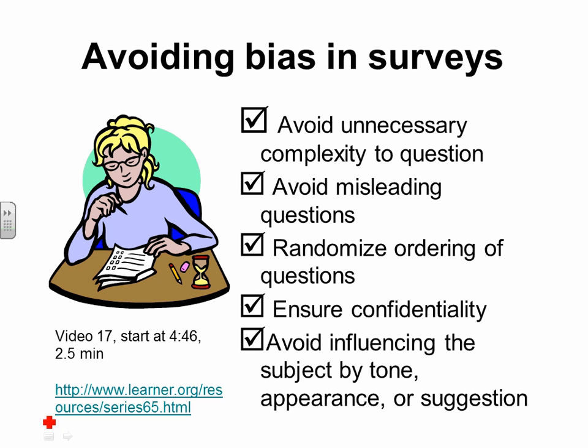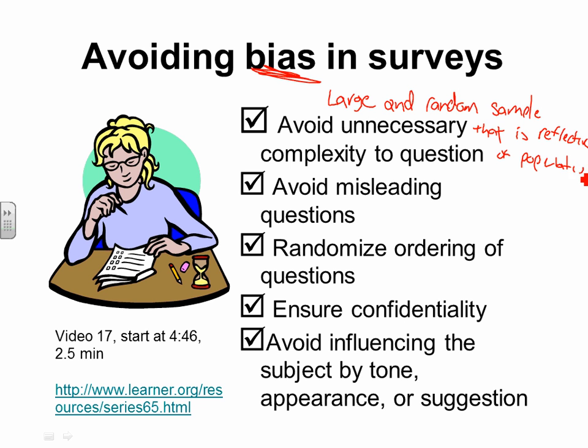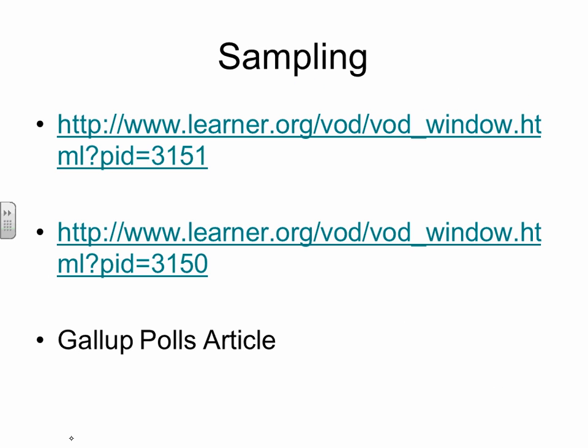Okay, avoiding bias in surveys, kind of just the key thing to avoid bias is to have a large enough sample, large and random sample, that is reflective of the population. But they talk about asking questions, what type of questions you're asking, ensuring confidentiality, stuff like that. That's important, but to avoid bias, get a large sample.